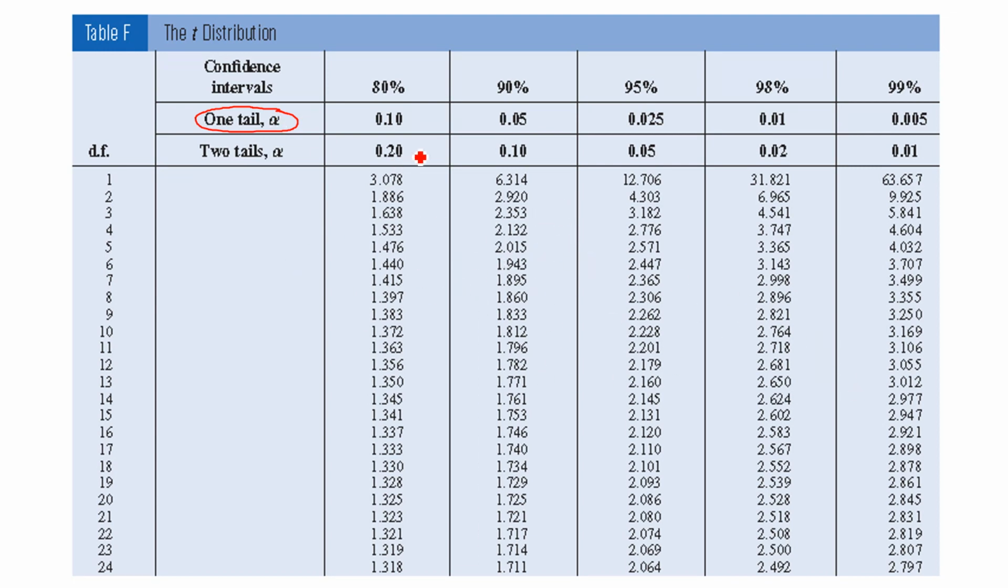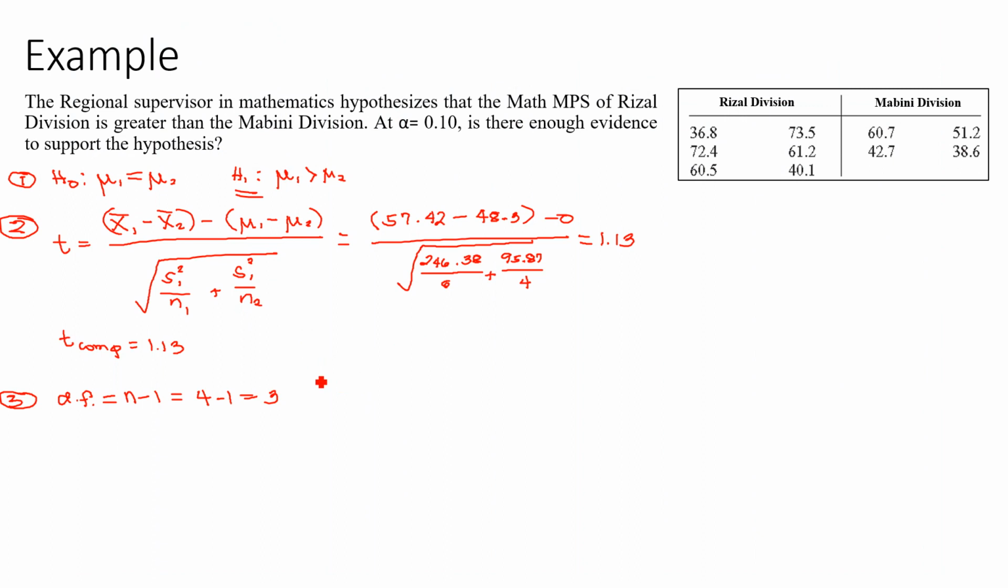So 0.01. This column is our basis. And then the degrees of freedom is 3. Then we are going to have the 3 here. So in other words, our tabular value is 1.638. So here we could have the tabular t-value is equal to 1.638.